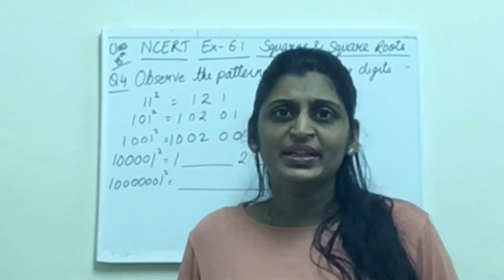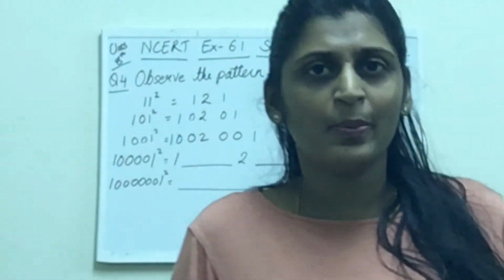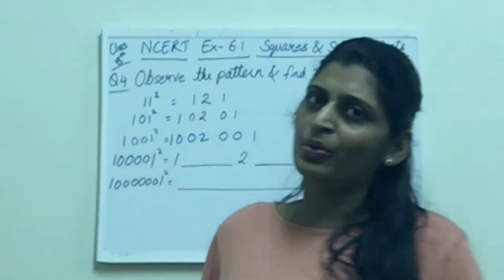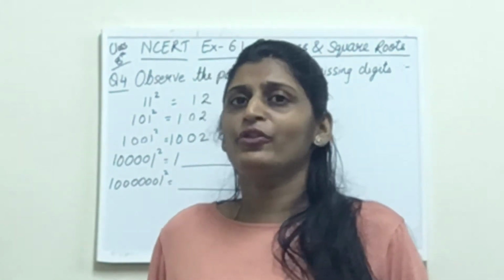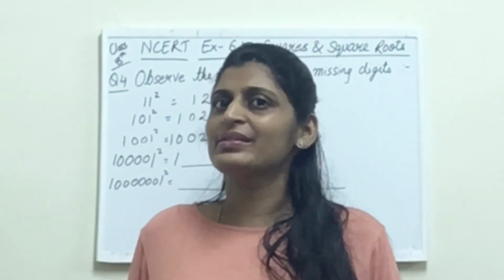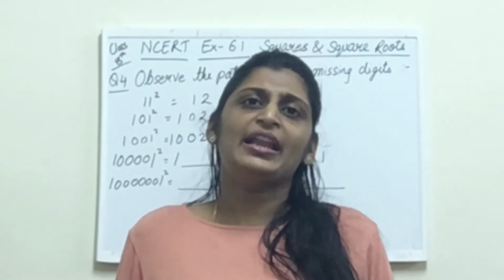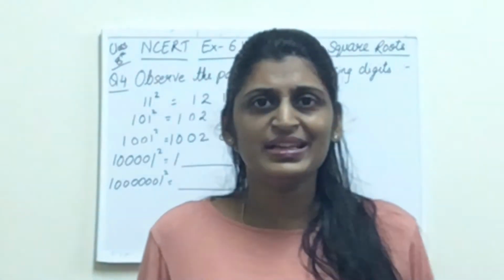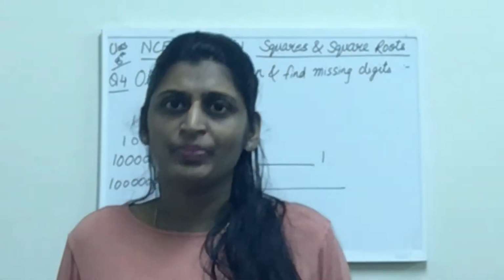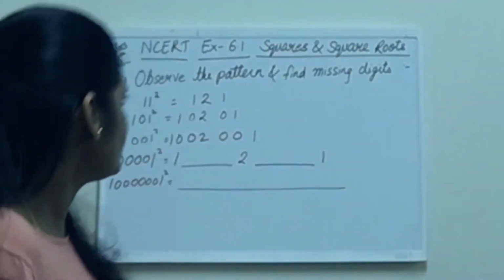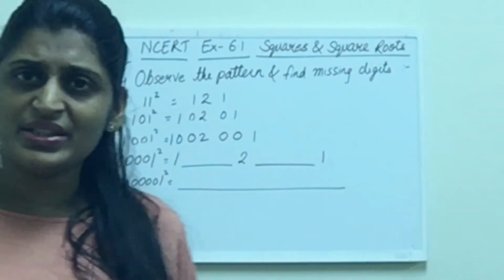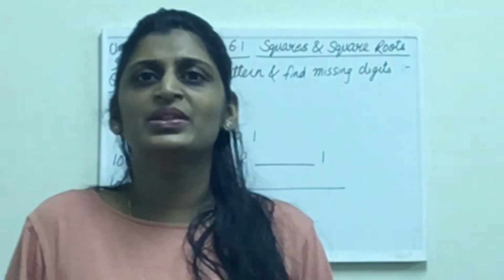We will go with NCERT exercise 6.1, question number 4 to question number 6. For questions 1 to 3, please refer to my previous video, and questions 4 to 6 will be covered in this video. Squares and square roots. These 3 questions are based on the observing skill.